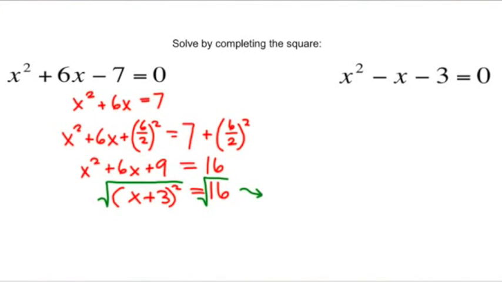We can get 4 times 4, which is 16, but we can also get negative 4 times negative 4, which is 16. So you always have to remember that there's a positive or negative when you're taking the square root. So anyway, let's go back to this problem.